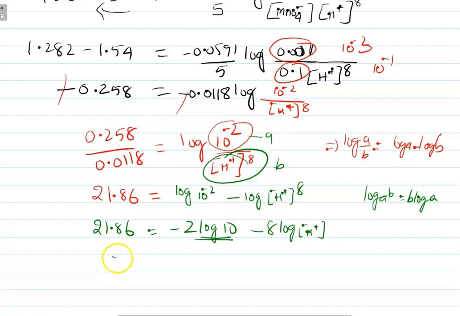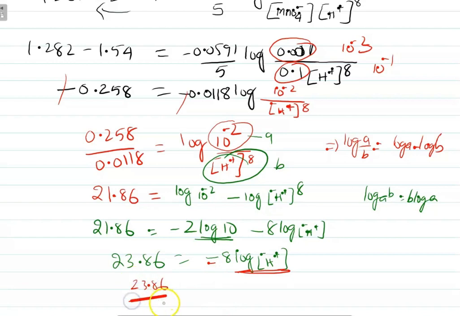So what we are going to get is 23.86, minus 2 becomes plus 2 here, minus 8 into log concentration of H plus. So minus log concentration, the negative logarithm of H plus ion, that itself is called pH. So I can write that as pH. Just send that 8 to the other side. When you send that 8 to the other side, it becomes 23.86 by 8 is equal to pH, that is minus log of H plus.